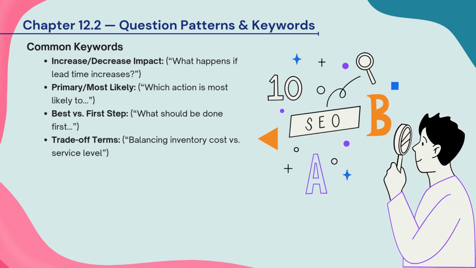These keywords help you understand what the exam is really asking. Increase, decrease, impact signals a cause and effect question about how a change affects operations. Primary, most likely asks you to choose the option with the highest practical impact. Best versus first step focuses on identifying the most immediate action rather than the ideal long-term solution. Trade-off terms highlight questions where two objectives such as cost and service must be balanced.